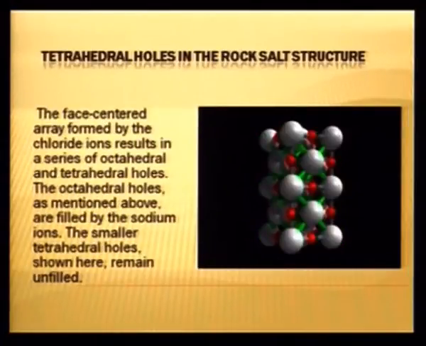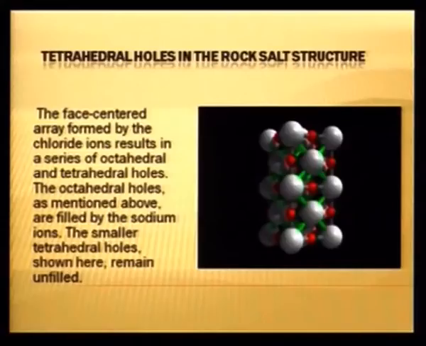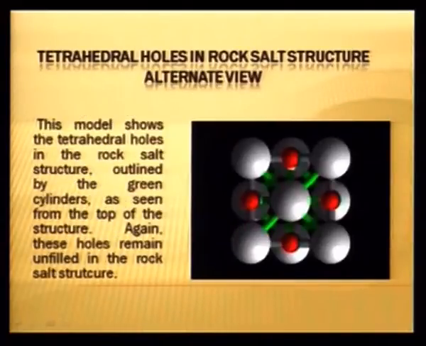Tetrahedral voids similarly are shown here. In each unit cell there are 8 tetrahedral voids. In the diagram you can see these green colored lines, they represent 1 tetrahedron, and in fact each red atom is present in 1 such void. This is another view of the tetrahedral voids in the sodium chloride or rock salt structure.